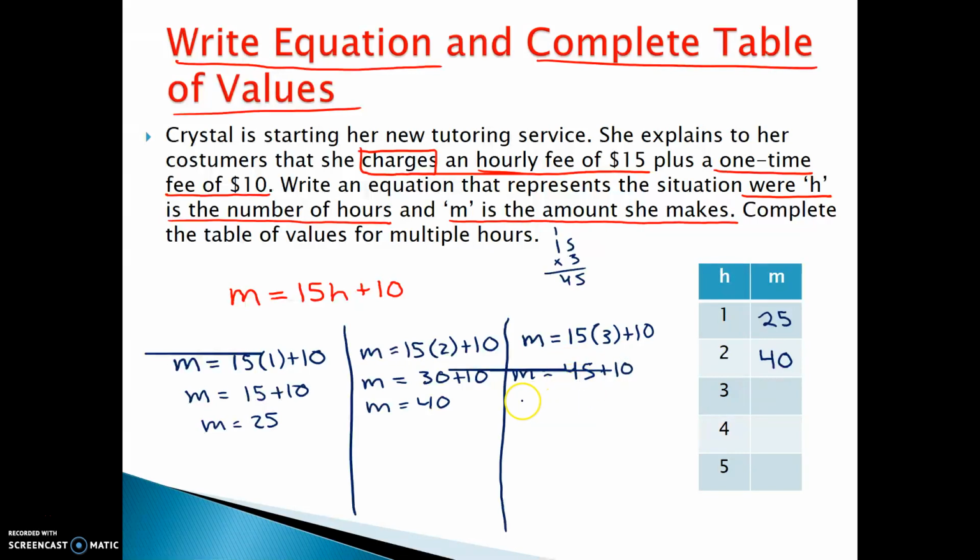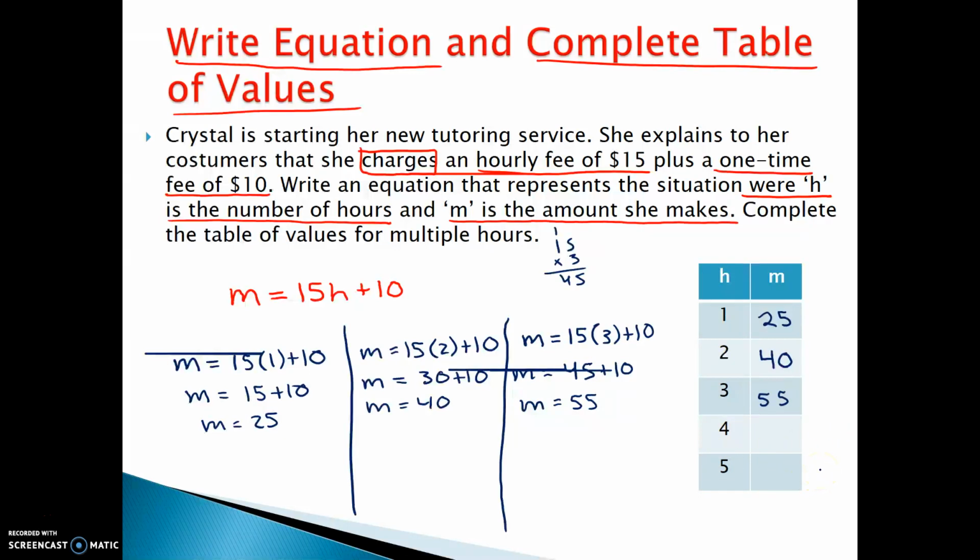Okay, 45 plus 10 is going to be 55. So in 3 hours, she's made a total of 55. And you want to keep this going on and on and on. So again, for 4 hours, how much money has she made? For 5 hours, how much money has she made?